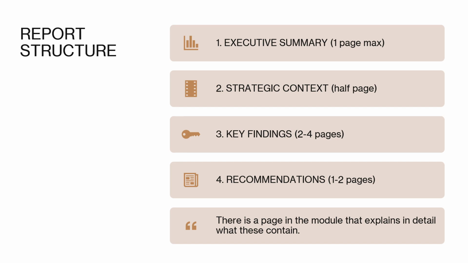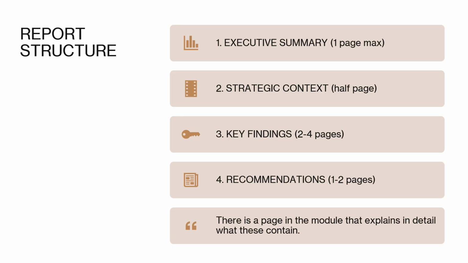Section 3 is key findings, 2 to 4 pages. This is the substance of your report. Each finding should have a clear headline, supporting data, and visual evidence. Notice I said 2 to 4 pages, not 10 to 15. Now, I know we're working with limited data anyway, so you're probably not going to be tempted to write 10 to 15, but shorter is always better. If you can't distill your findings into a short 2 to 4 pages, you haven't finished analyzing. And that's true when you have a robust data set.